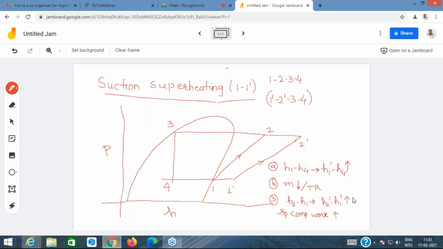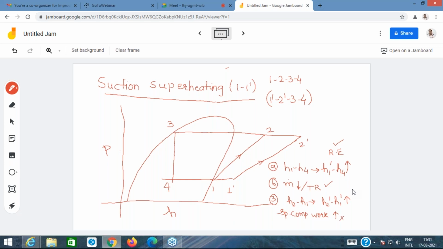Because of suction superheating, which is not desirable, obviously. This is desirable. Specific refrigerating effect increases. This is a desirable feature. Mass flow rate per ton of refrigeration decreases. This is also a desirable feature. However, the specific compressor work increasing is not desirable.